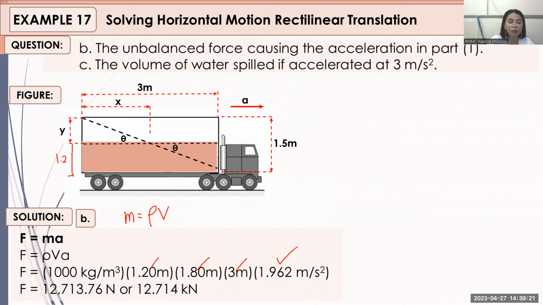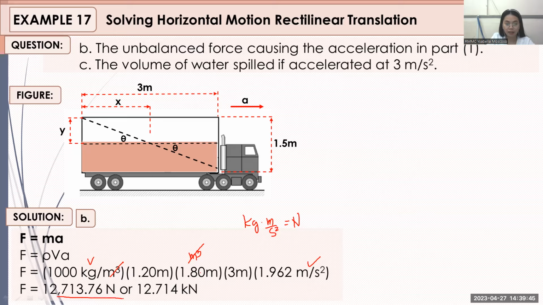So makukuha niyo dito is Newton. Bakit Newton? Meters, meters, meters, that is cubic meters. Cubic means meters cancel. Cancel, anong naiwan na unit? That is kilograms times meters per second squared. Ano ba yung kilograms meters per second squared? That is Newton. That's why you have this. Okay? So divide by 1,000, magiging 12.714 kilonewton. But then again, yung problem, hindi naman siya strict if Newton or kilonewton. So pwede na tayo dito sa Newton. Okay?